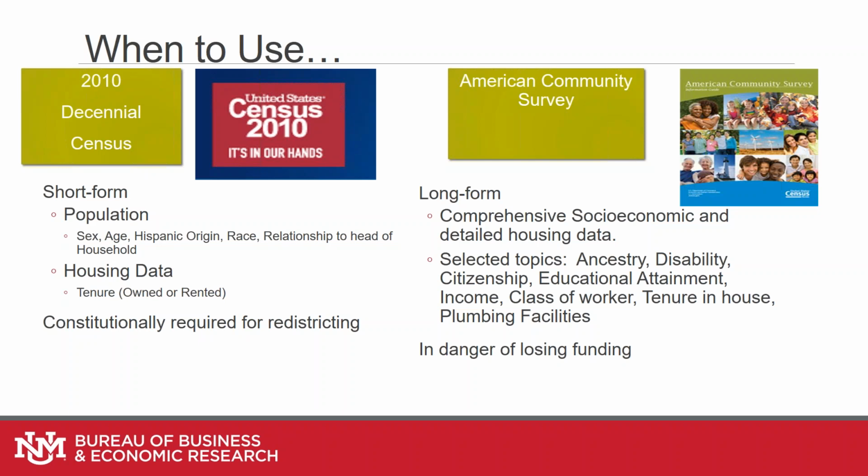But you have to realize that when they're asking for that, and you're writing your grant, it's the short form, so you're going to have fewer topics. And it is constitutionally required, so 2010 data is never going to go away. I do know that there's been some talk about trying to do away with the American Community Survey, but the data that you get out of the American Community Survey is so much more comprehensive. So in some cases, when you're looking at populations and you want to do a lot of analysis, the American Community Survey data is better.